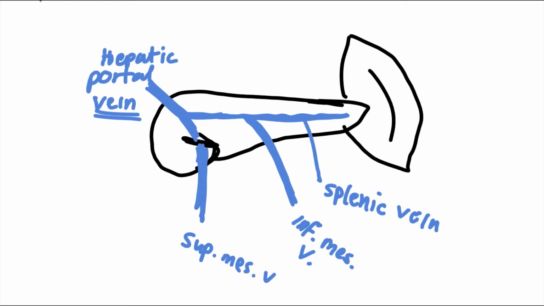So for the nerve supply, the sympathetic fibers come from the celiac plexus, and the parasympathetic fibers from the vagus plexus.